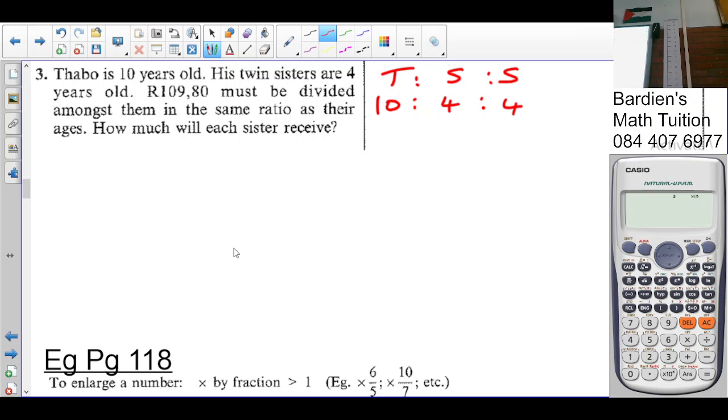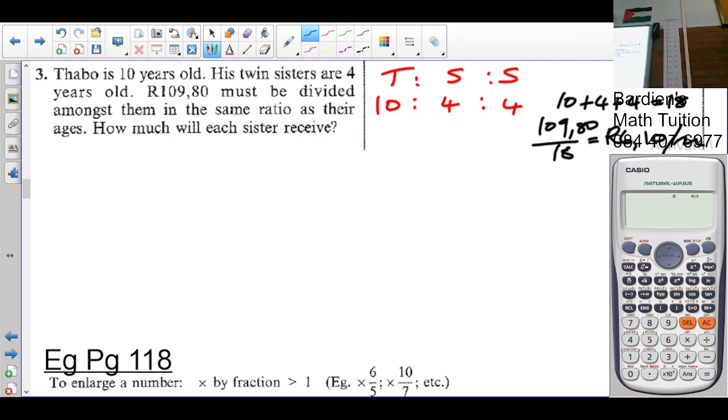Alright, so we add this up, what do we get? 10 plus 4 plus 4 gives us 18. So what do we do with 18? We say 109.80 divided by 18 gives us 6,1. So 6 rand and 10 cents per unit.